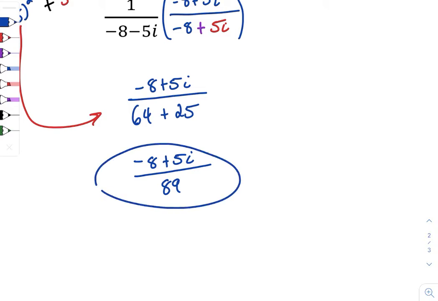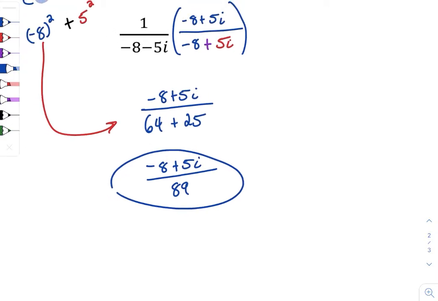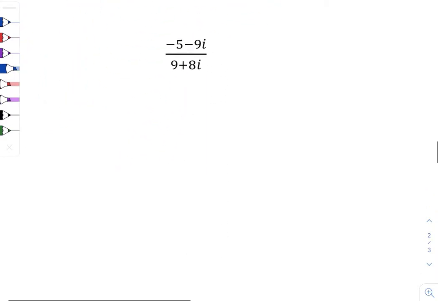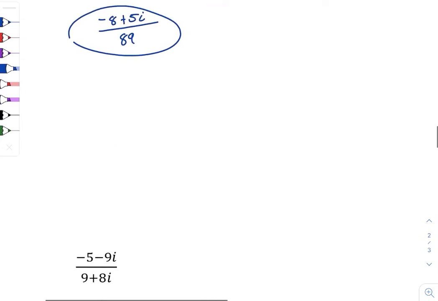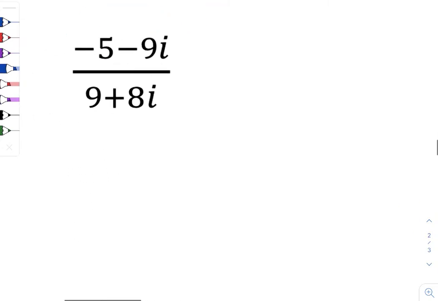What we want to look for is if there's a common factor in those three numbers, the -8, the 5, and the 89. It doesn't really matter what the signs are. So 8, 5, and 89 do not share a common factor. If they did, I would have to simplify that, but they don't, so I can move on to the next problem.